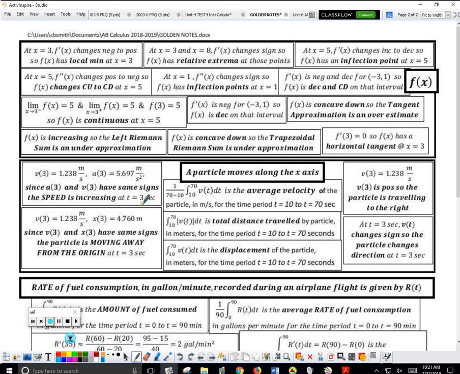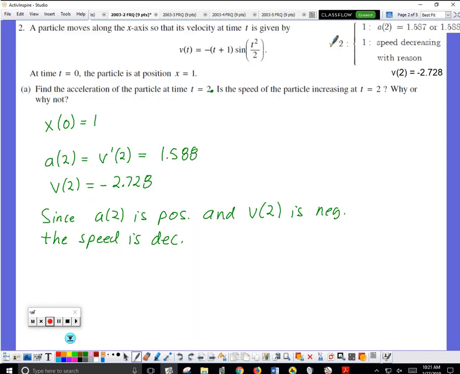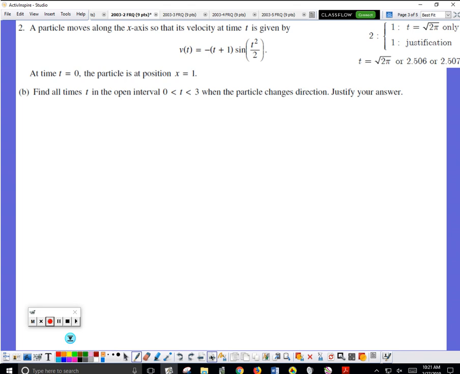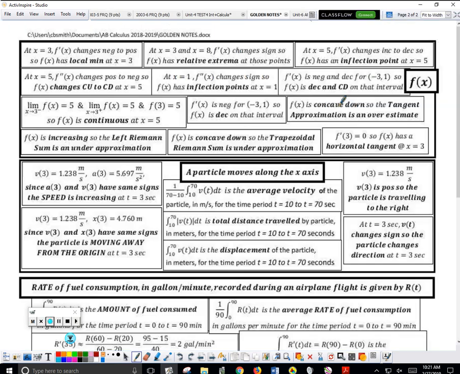And I've double-checked these against actual tests to verify that they are reasonable ways to give explanations. Okay, back to here. Part B says, find all times in the open interval 0 to 3 when the particle changes direction. So I've memorized this fact. It's on the golden notes, right here.